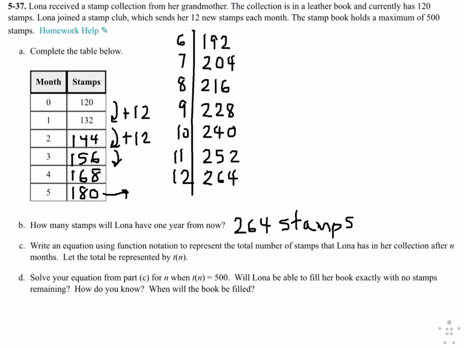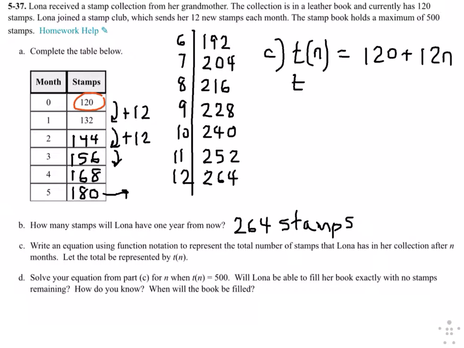And then it says, write an equation using function notation to represent the total number of stamps that she has after n months. Let the total be represented by t of n. So for C, the equation would be t of n equals the original amount she's going to get, 120, plus 12 for every month that she has it.